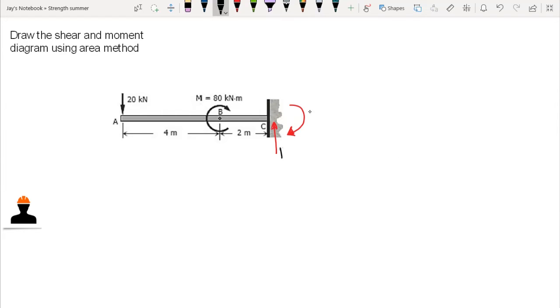So we have here, let's say this is our RC and this one is our moment MC. We need to compute the reactions. First, we can sum up forces vertical, which is equal to 0. Upward forces are positive. Then we have RC acting upward minus 20 is equal to 0. So RC is equal to 20 kilonewton. So we have RC here, that is 20 kilonewton.